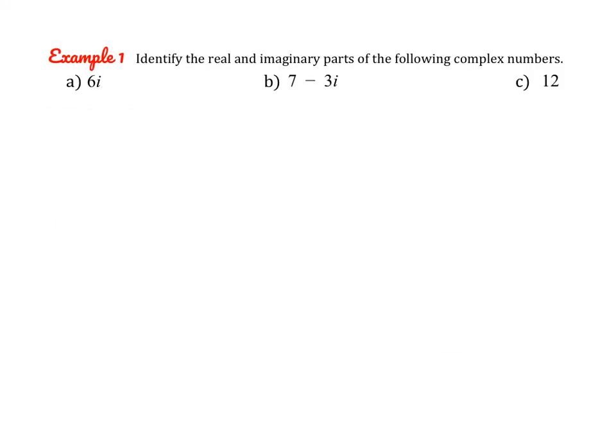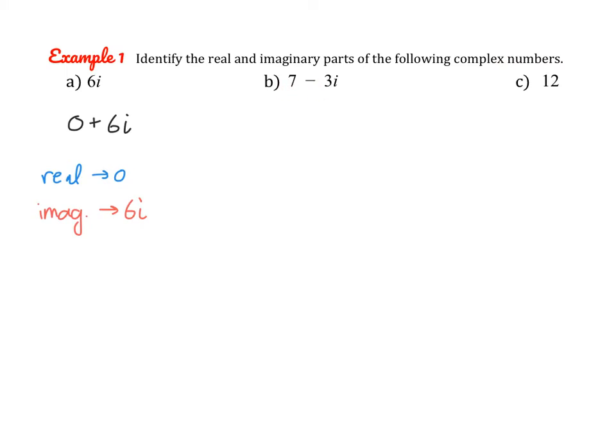So here we're just going to start by looking at a couple different complex numbers and see if we can identify the real and the imaginary parts. Here we have 6i. If it helps, you can think of 6i as 0 plus 6i. So you can see here that the real part of the expression is 0, and the imaginary part of the expression is 6i. And again, it is still a complex number even though the real part is 0.